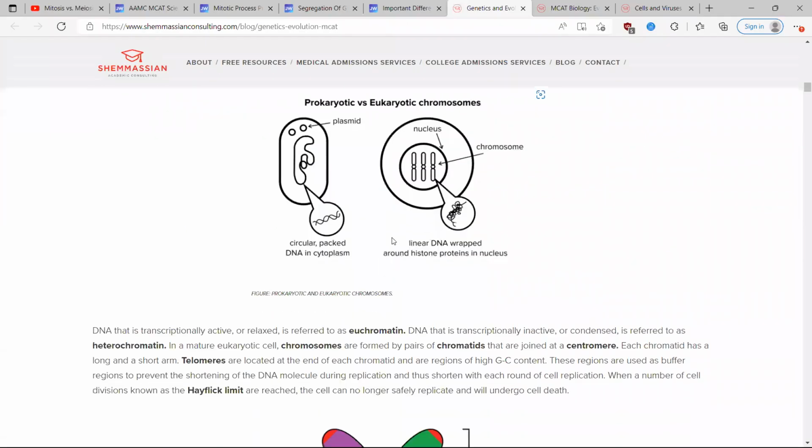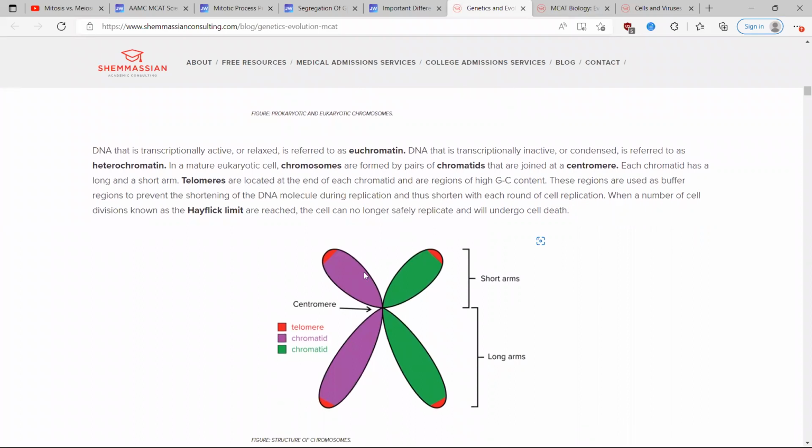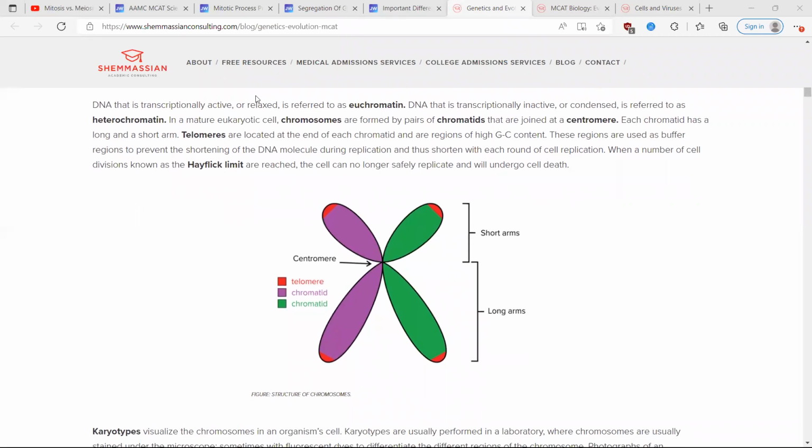Okay, so now we're going to dive in a little bit more into the specific structure of what we call a chromosome. You have probably seen this kind of X shape, and we're going to dive into why this is. It's a little confusing at first, and we're going to try to explain it well. So first things first, euchromatin is open chromatin.